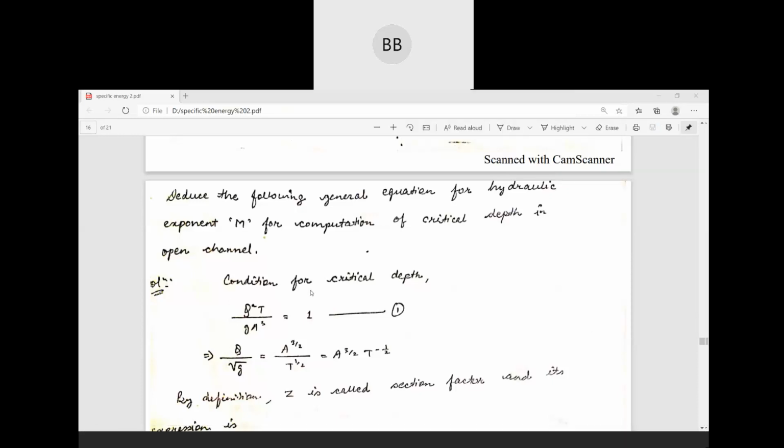Have we derived this equation for hydraulic exponent capital M? We have completed this derivation for hydraulic exponent capital M for computation of critical depth. I think we have not completed this. Okay, fine, so you write down this. Next topic is the general equation for hydraulic exponent capital M for computation of critical depth in an open channel.